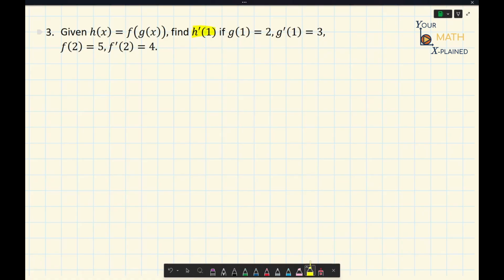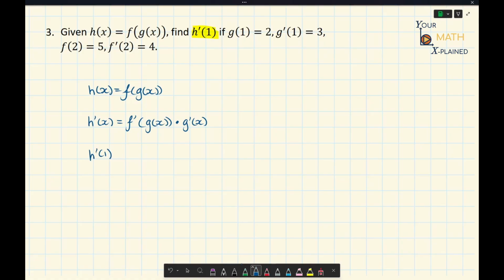So in order to find h prime of 1, we need to find h prime of x first, because once we find h prime of x, we just need to go ahead and substitute x is equal to 1 into that expression. So since h of x is equal to f of g of x, h prime of x is going to be equal to f prime of g of x multiplied by g prime of x. And this is the chain rule. So now that we have an expression for h prime of x, let's go ahead and substitute x is equal to 1 into here and see what happens.